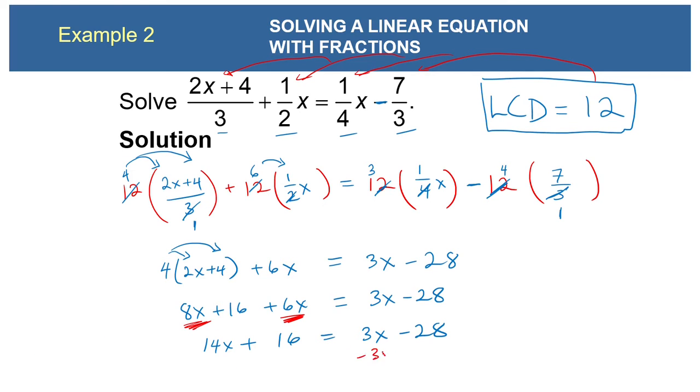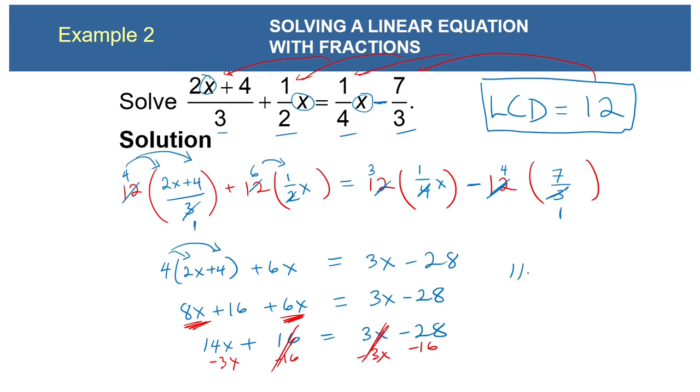Let's subtract the 3x from both sides. And to save some time, we can also subtract 16 from both sides. Remember, the goal is to get the x on one side and the numbers on the other side. This is going to cancel out the 3x and the negative 3x. The 16 and the negative 16 go away. So let's see what that simplifies to.